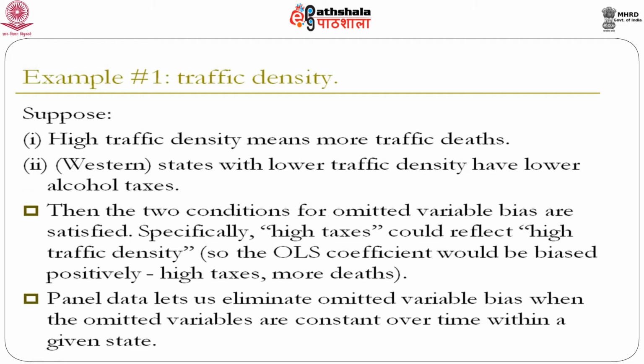Now, another example is traffic density. Suppose high traffic density means more traffic deaths, and secondly, western states with lower traffic density have lower alcohol taxes. Then the two conditions for omitted variable bias are satisfied. Specifically, high taxes could reflect high traffic density, so the OLS coefficient would be biased positively. High taxes implies high death.